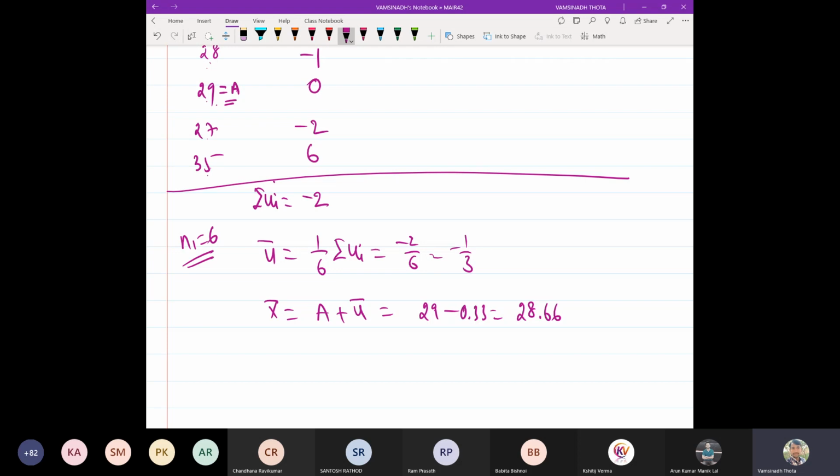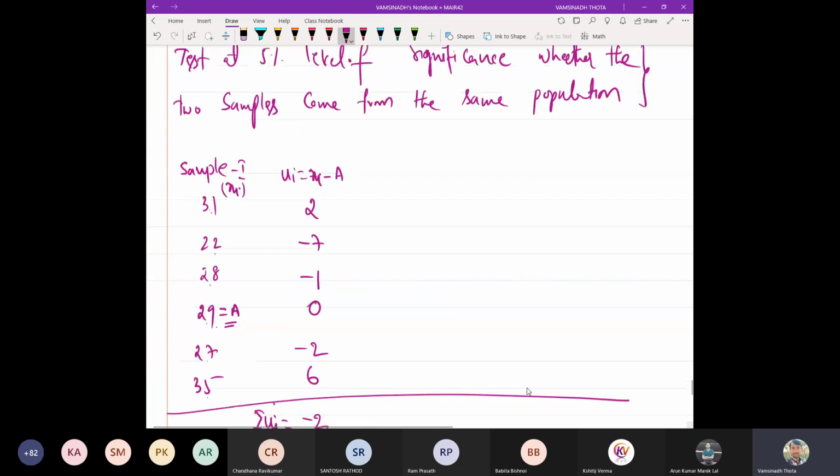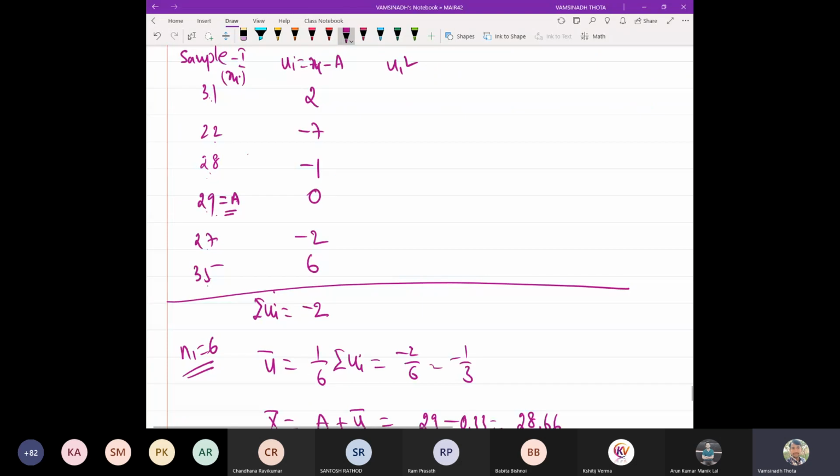Okay. Now the question comes about the variance. How to evaluate the variance? We should get UI square. So that is 4, 49, 1, 0, 4, 36. Now the summation of UI square. What is the summation of UI square here? 40, 50, 90, 94.